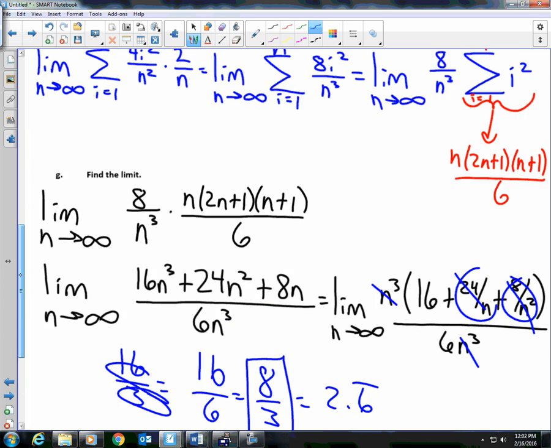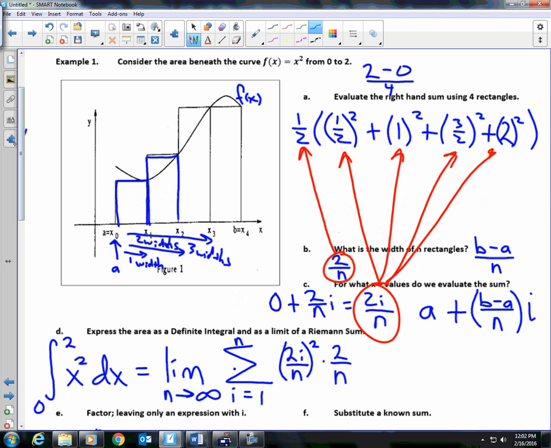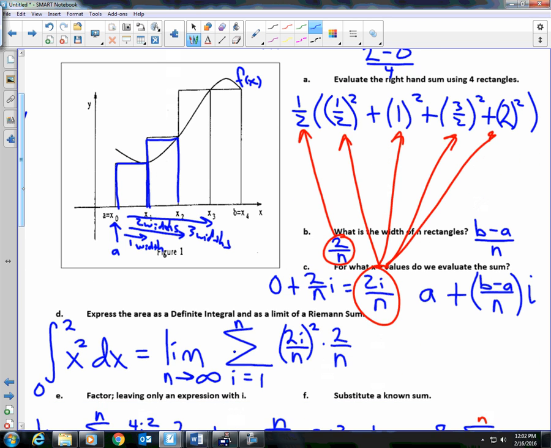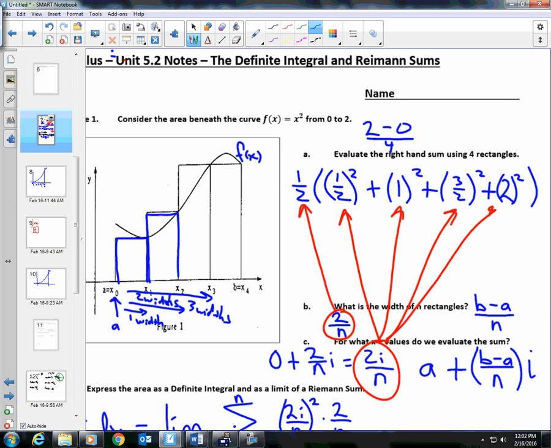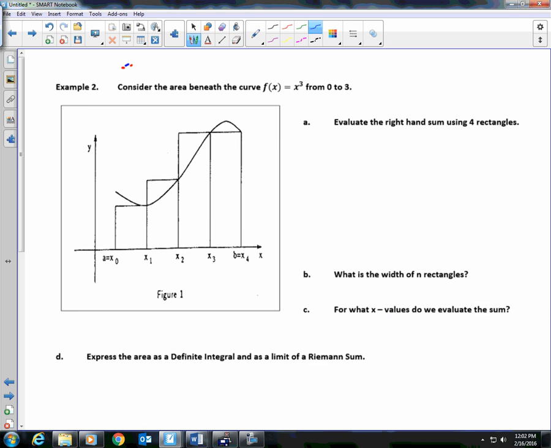We added up the area of an infinite number of rectangles. In order to do so, we had to use some Riemann sums. We had to write some interesting equations down, but this is where we're headed. Tomorrow, what we will do is instead of using an x squared, you can see that we are going to use x to the third.